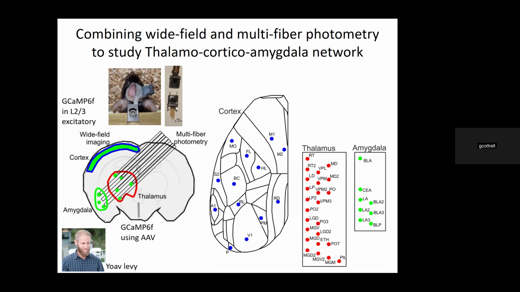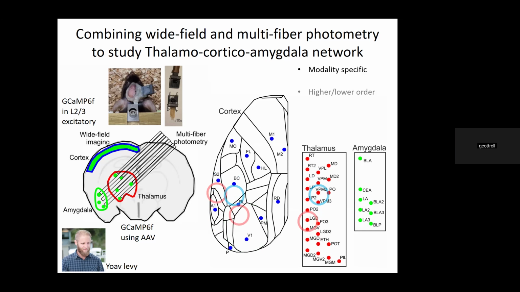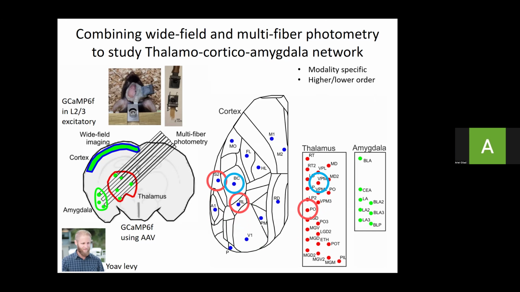What's interesting about this is that once you have a wide angle, you can look wide, you can see modality-specific areas like barrel cortex and S2 in whisker, and in thalamus, VPM and PO, which are whisker-related. You can see auditory areas, A1 in cortex, and MGB in thalamus, and also visual areas. What's interesting also is that you can simultaneously look at higher order and lower order areas, for example, barrel cortex and S2, RL for whiskers, VPM and PO in thalamus for whiskers.